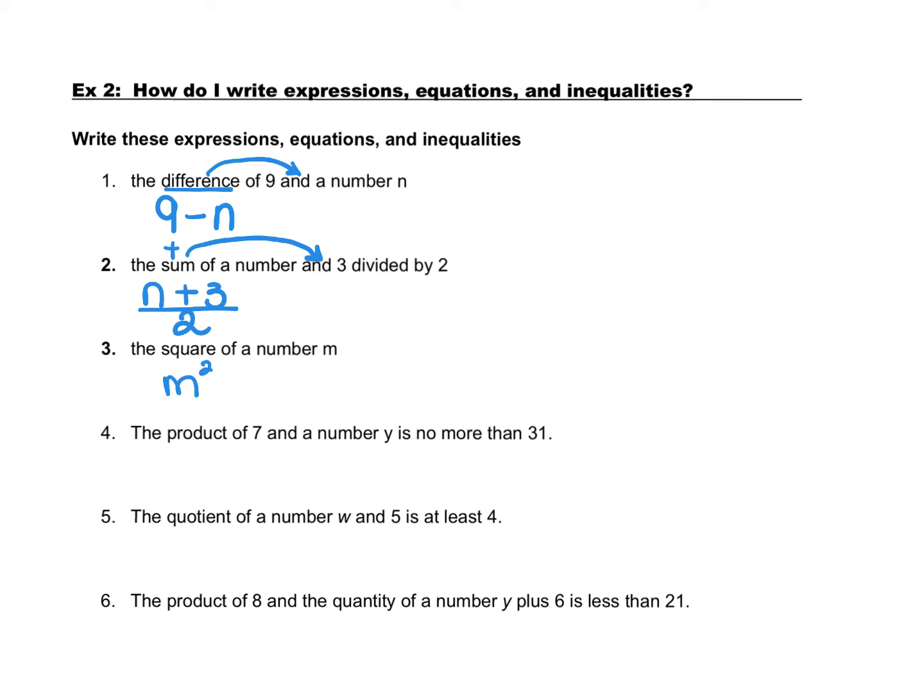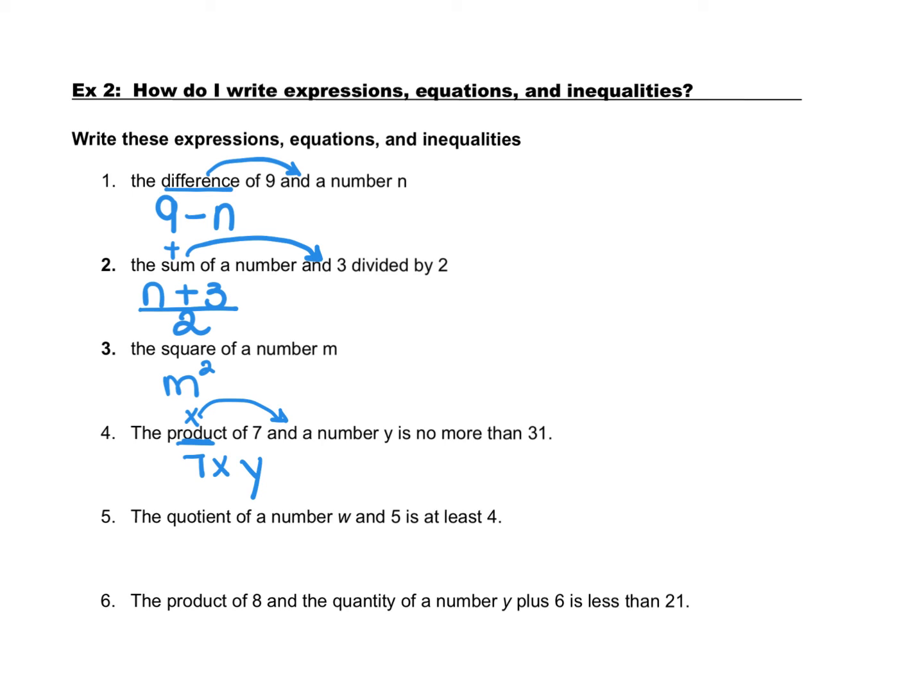Now we have the product of 7 and a number y is no more than 31. All right, so we have the product. Again, I'm just going to take this. I know that that's an answer to a multiplication problem. And that's going to be placed over here where I have that word and. So I'm going to have 7 times the number y.